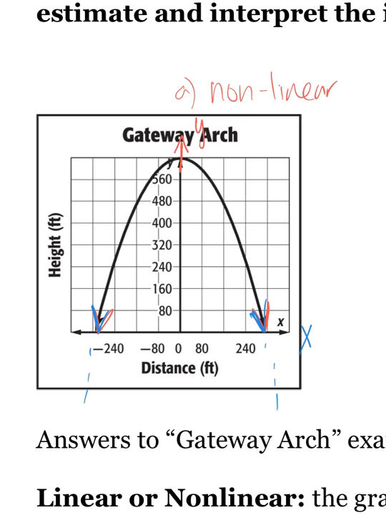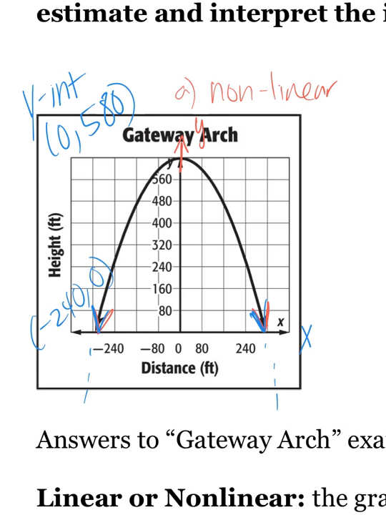So your y-intercept is about 0, we'll say 580. Everyone see how I got that? And your x-intercepts would be negative 240, comma, 0. And then over here, positive 240, comma, 0. See how I got that one?